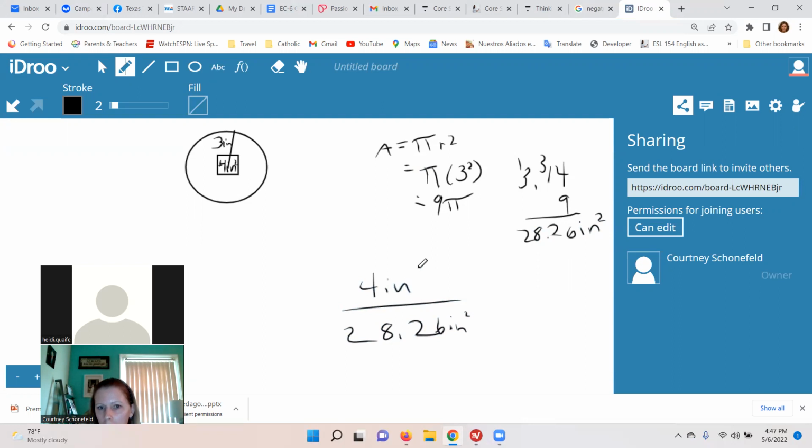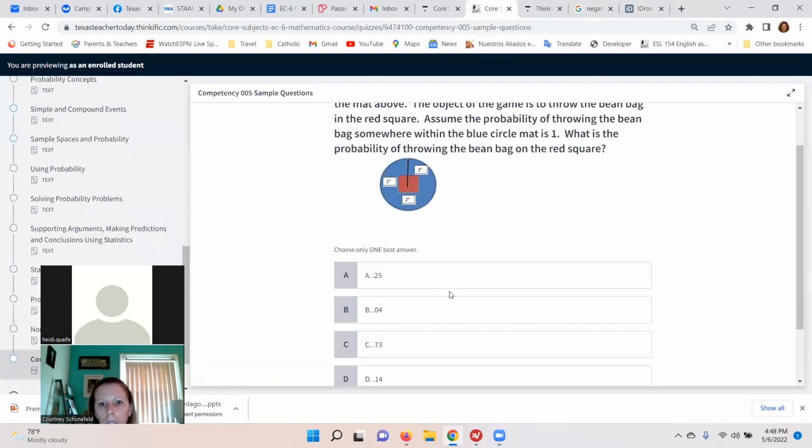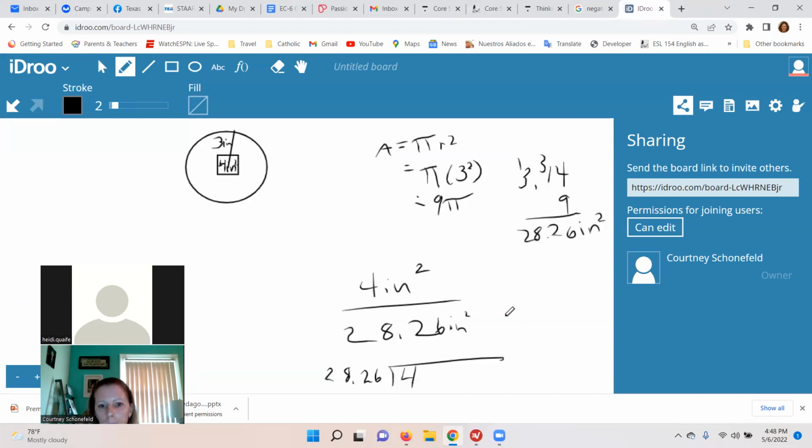So then to find the probability, we would divide 4 by 28.26. And on the test, you don't get a calculator, so you're going to have to bust out your long division here. 28.26 into 4. Now, I don't want to bore you guys with the long division, but actually, let's do it. We've got time. Okay, so we have 28.26 and we need to go into 4. So see, 28 can't go into 4, right? And it can't go into 40 either. Well, of course it can go into 40.